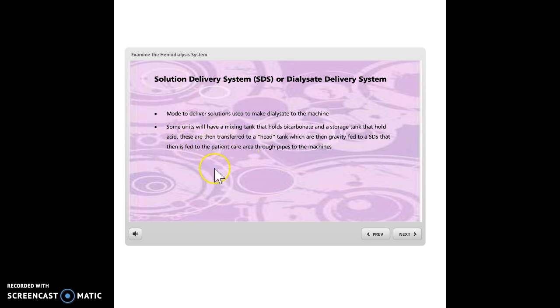Here we can see it right here. They're going to have large mixing tanks in the back in a separate room, which will hold either acid or bicarbonate or both, and then be transferred to all these other tanks that will then be fed through different pipes that gradually go through to the machine. So it's kind of a nice process. You're just turning a dial rather than using a wand and putting it into a jug.